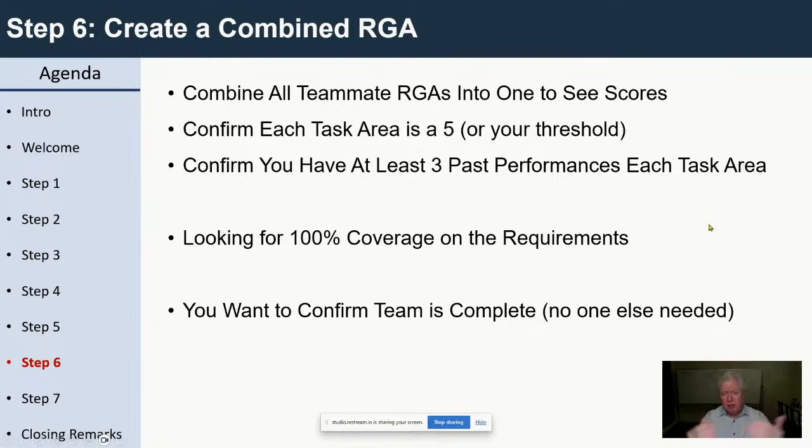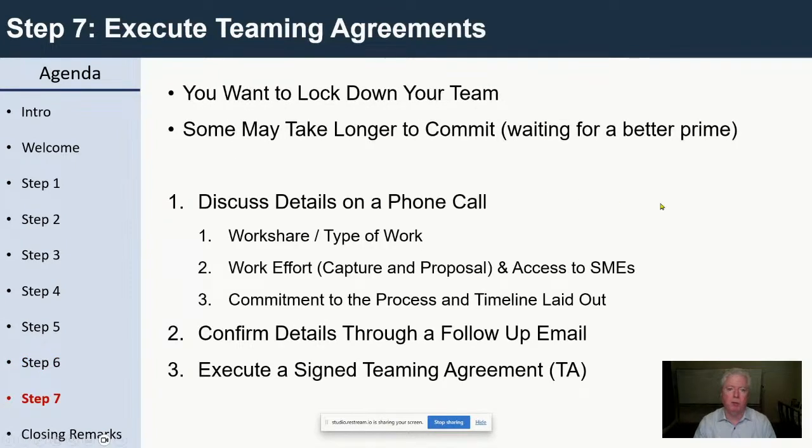And the last thing we're doing when we create that RGA and we're seeing that we're covering down 100% on the requirements is that we're confirming to ourselves that we're done the teaming formation stage of capture, that we have covered down on every area and we don't need any more teammates, right? Whether anybody else comes in because we decide to let them, that's fine. But this exercise is about making sure as early as possible that we're forming a team that covers down on the requirement 100%. So the last step in this teaming process that I talk about is executing a teaming agreement.